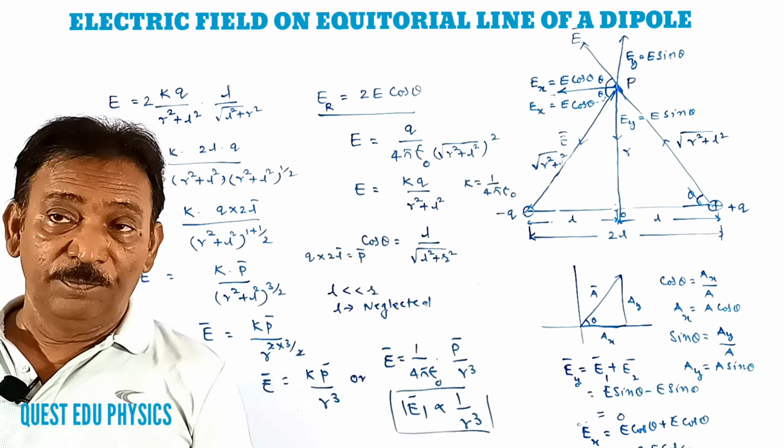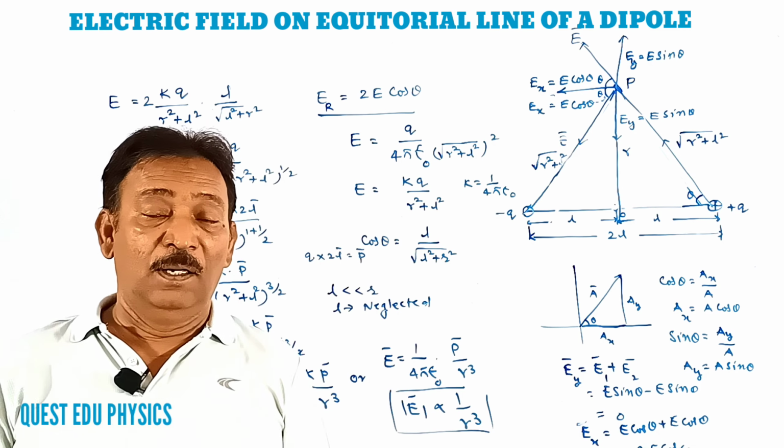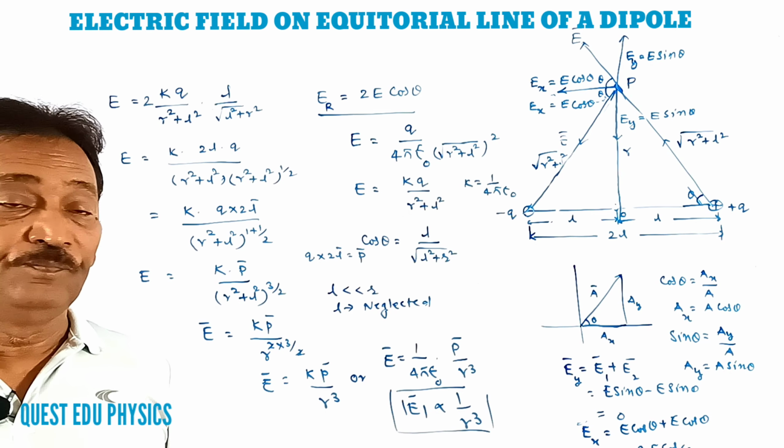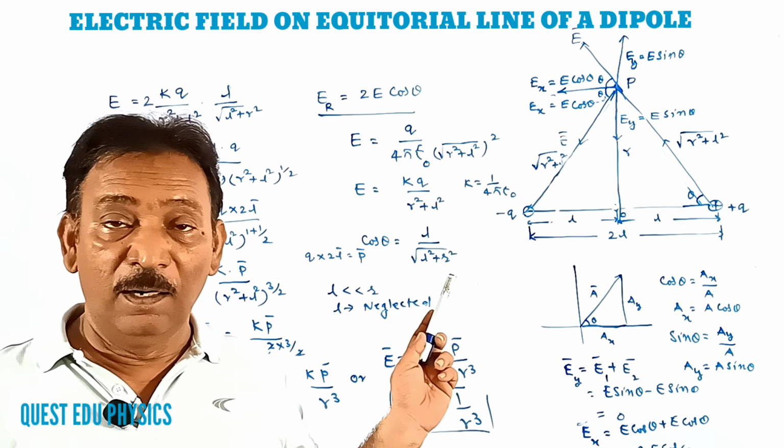I think you understood how to calculate the intensity of the electric field on the equatorial line of a dipole, students.